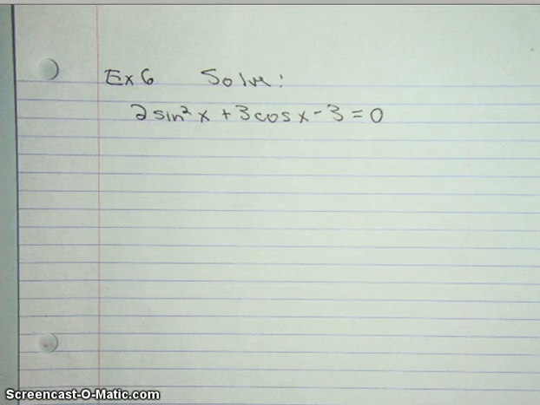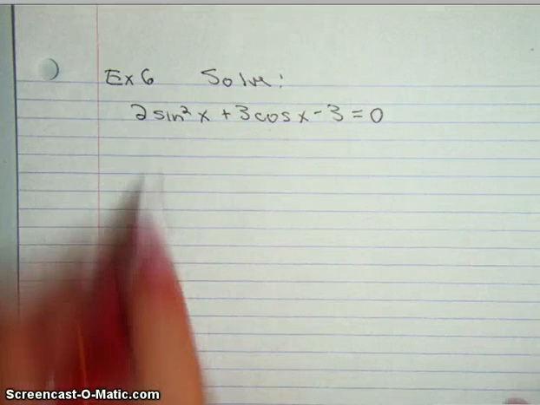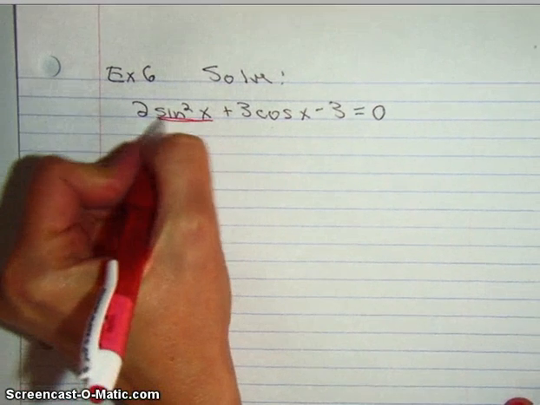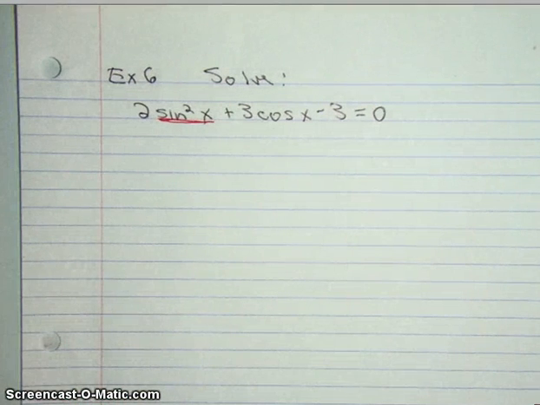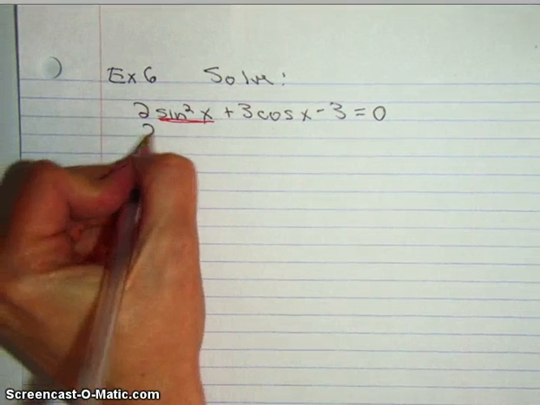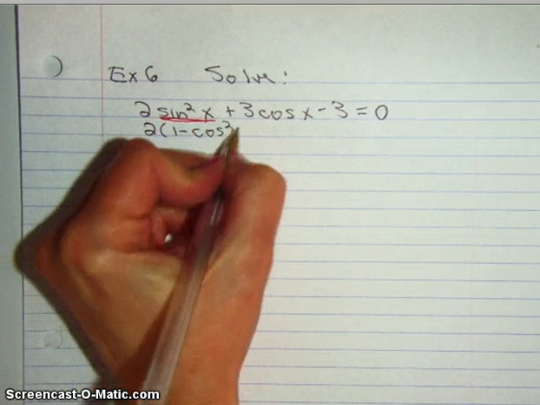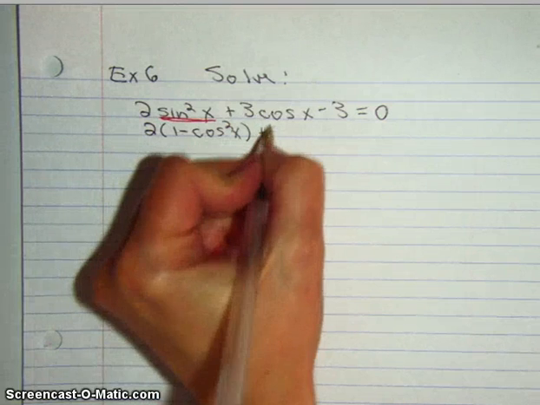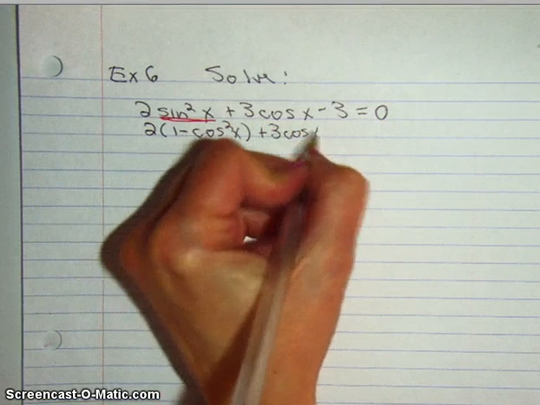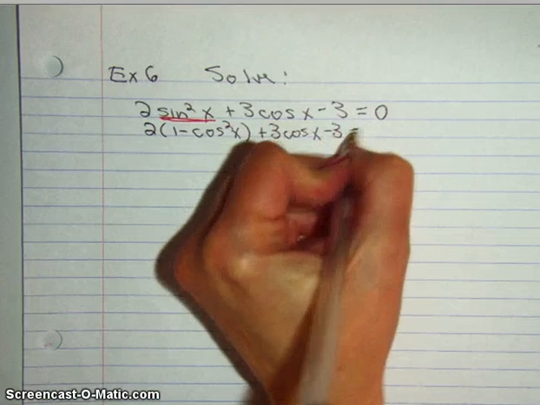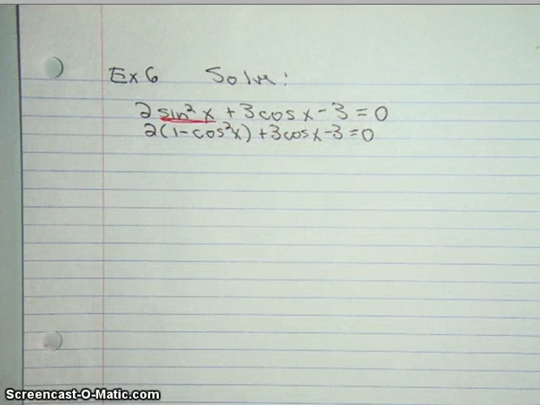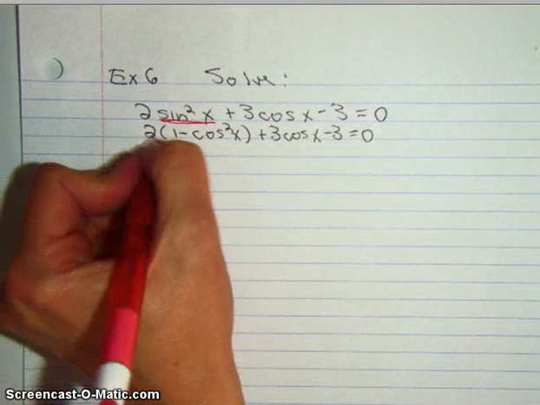Destiny, what do you want to replace? So you want to replace sine squared x with what please again? All right, do you guys agree from the board? All right, that sounds good. So now we'll have 2 parentheses 1 minus cosine squared x plus 3 cosine x minus 3 equals 0. Never work with something that has 2 different trig functions in it, okay? Make your algebra teachers happy.